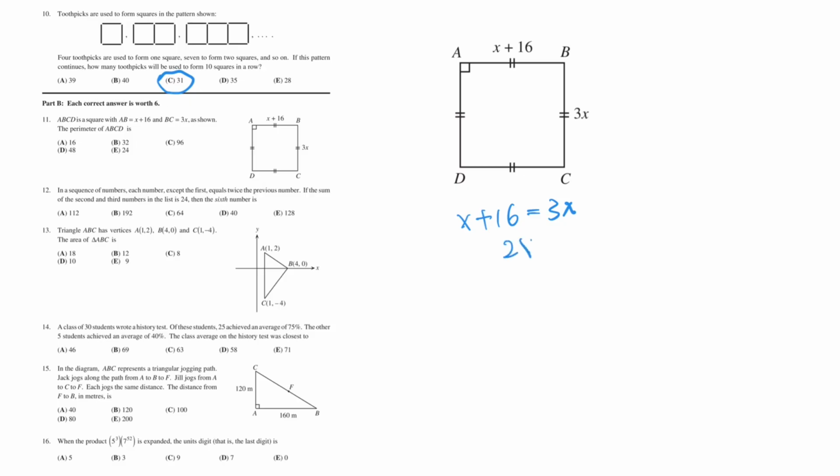So that's 2x equals 16, x is 8. X is 8, and the side length is 3x, that's 24. Or x plus 16, 8 plus 16, still 24. So the perimeter of ABCD, use the side length, 24 times 4, that's 96. So the answer is C.